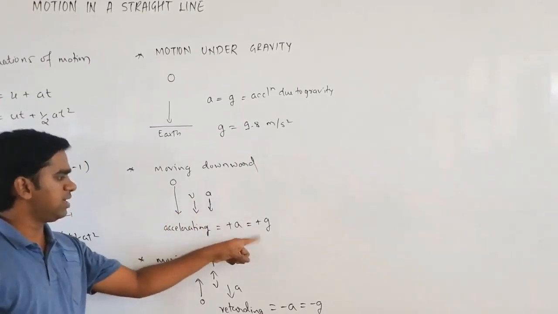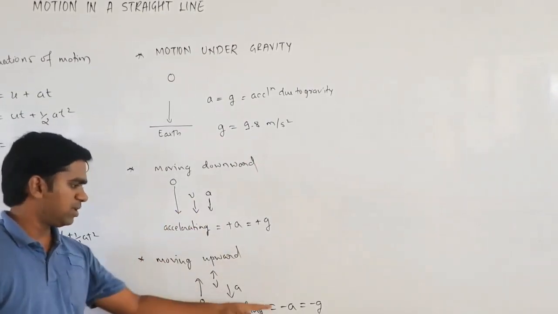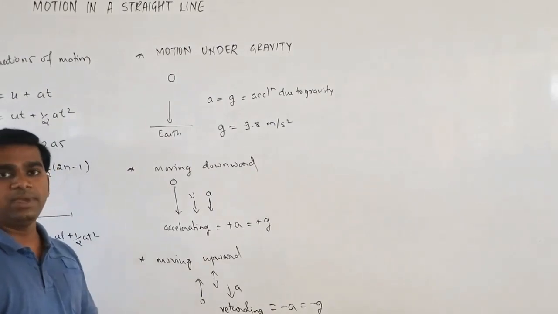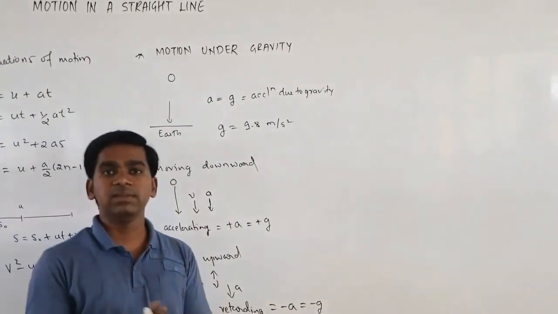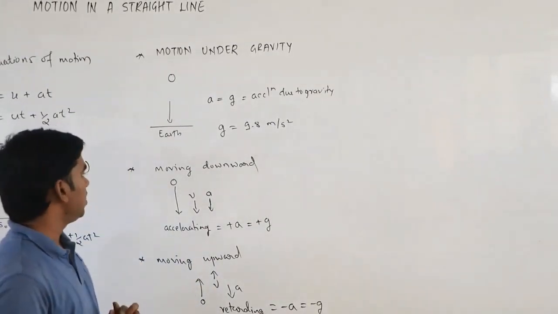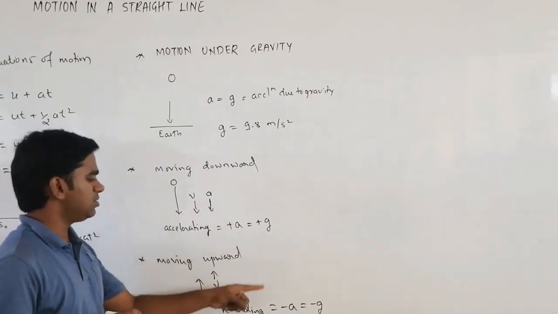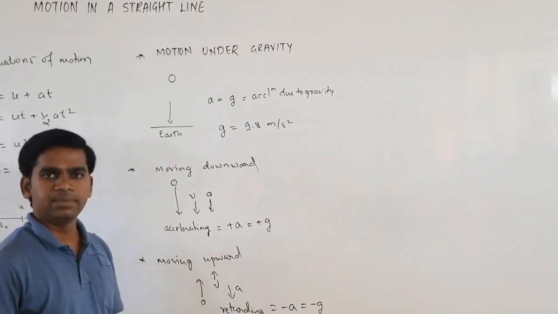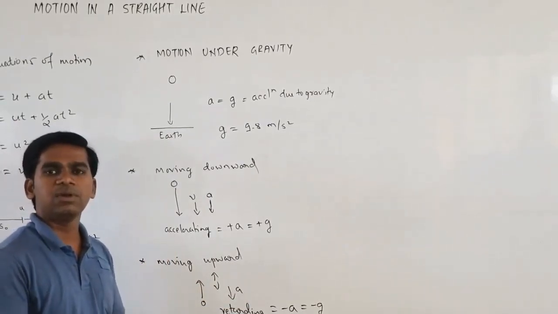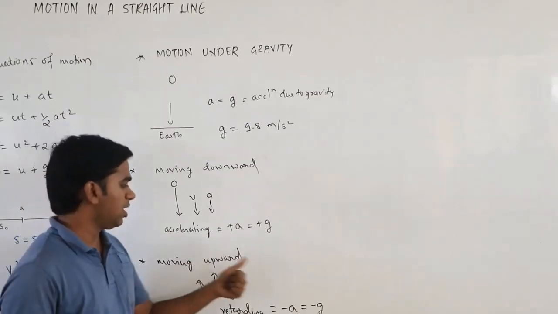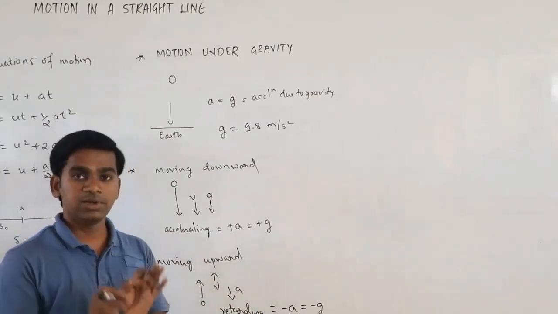Moving downward, take g positive. Moving upward, take g negative. Then you may get confused when you open your NCERT book. In the NCERT book, what they have done is they have taken g negative all the time, irrespective of moving downward or moving upward. You have to take g negative according to your NCERT book.